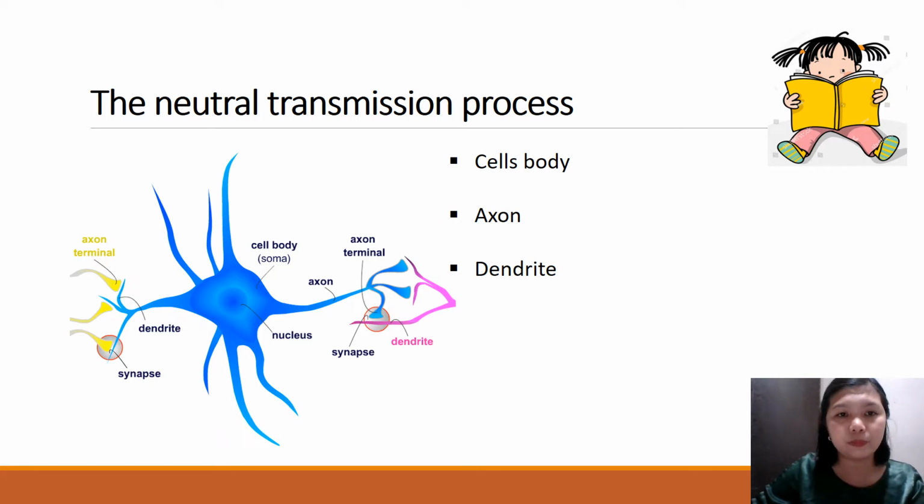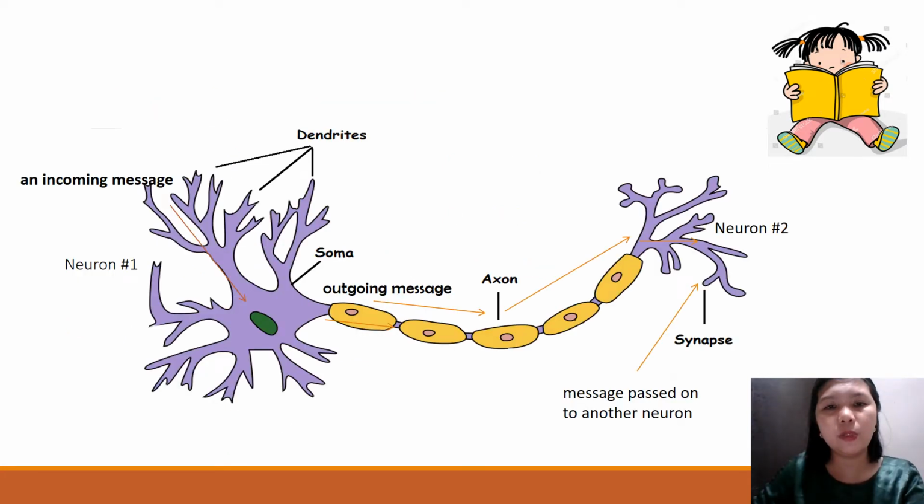So this is the illustration of our neurons. So we have neuron number 1 and neuron number 2. The incoming message will go to the soma and become an outgoing message to the axon, then to the synapses. From the synapses, the message is passed on to another neuron. It will become neuron number 2.